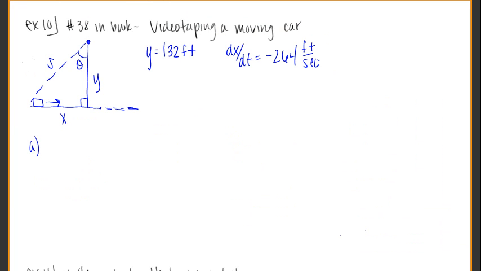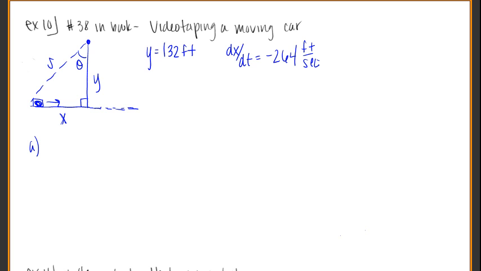Okay, starting out here in example 10, which is number 38 in the book, we're looking at videotaping a moving car. I already have the picture drawn for you guys. Here's my car right here. It's going from left to right across the screen, okay? And I'm going to call X the distance as it's moving across there.